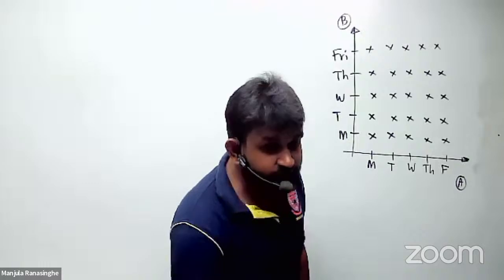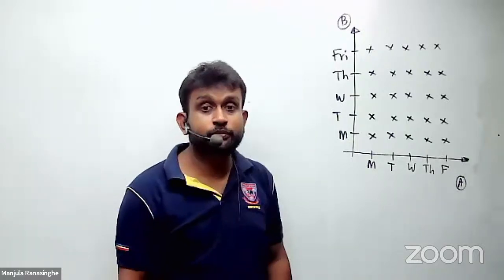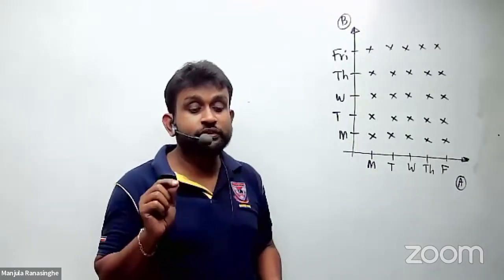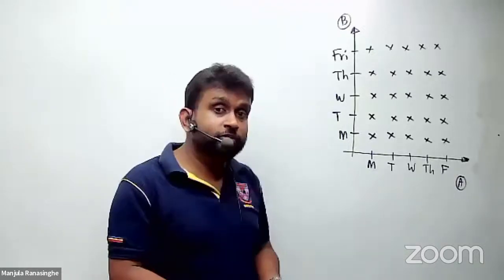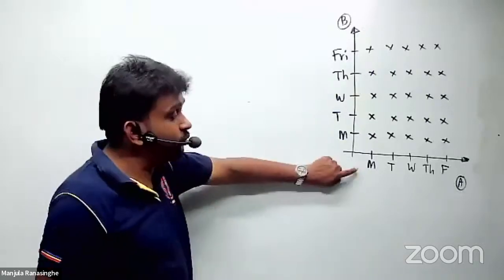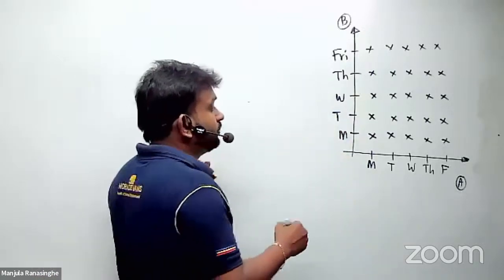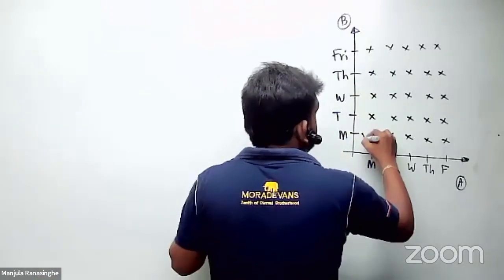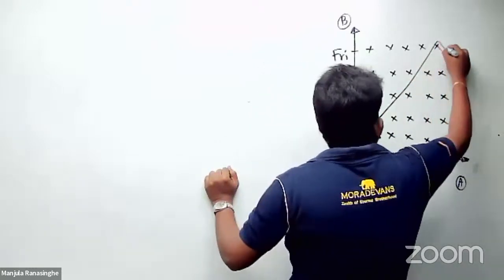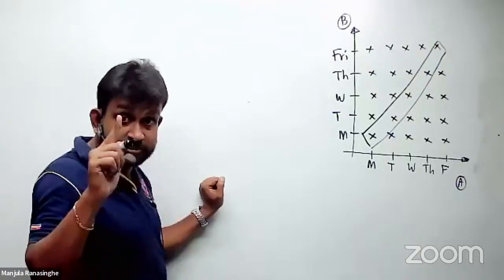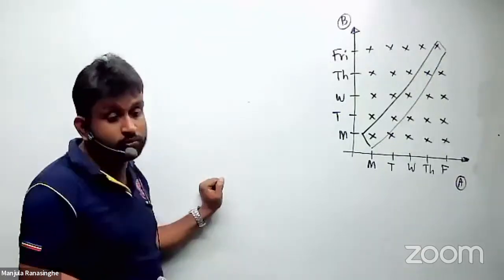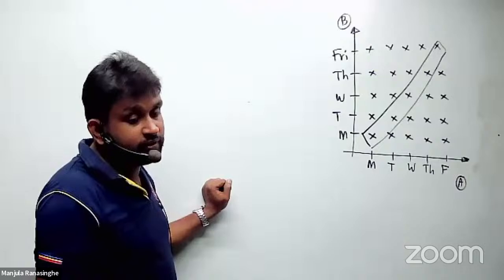Right. Here, mark the event of submission of the project report by both groups within the same day and find its probability. Both groups within the same day means if group A submits Monday, group B also Monday. Tuesday, Tuesday. Wednesday, Wednesday. So these are the events through this diagonal. So this is the marking of the same day submission by the groups. Right, find its probability.